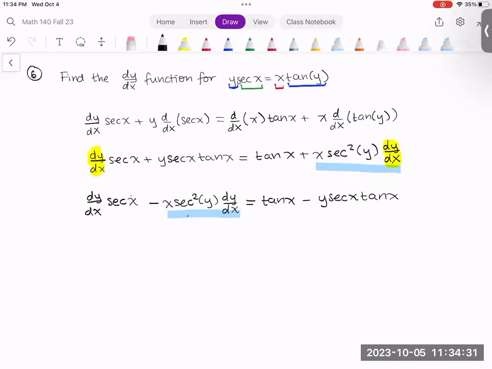All right, and our goal is to solve for dy/dx. It's a factor of both terms on the left here, so let's factor it out. We have dy/dx times secant x minus x secant squared y. And this is equal to our right side. So tan x minus y secant x tan x.